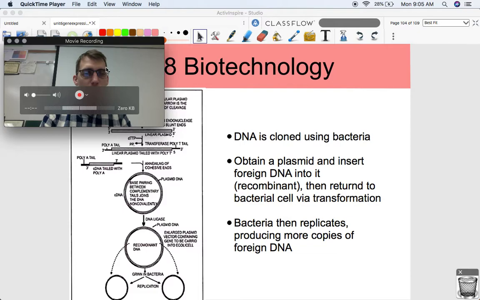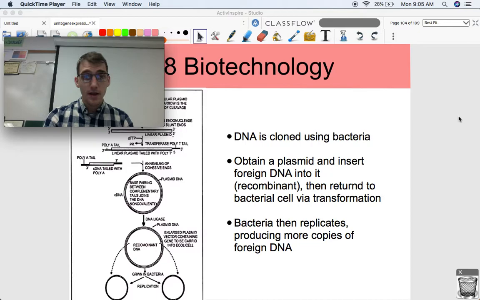DNA cloning, what is that all about? Well, DNA is cloned using a vector organism. If you ever hear the word vector when it comes to biotechnology, that is an organism that you're making express a gene. So here's the thing about using bacteria to clone DNA. You can take a plasmid, those little tiny circular pieces of DNA, and you can insert whatever DNA you want into it. So you can take foreign DNA.